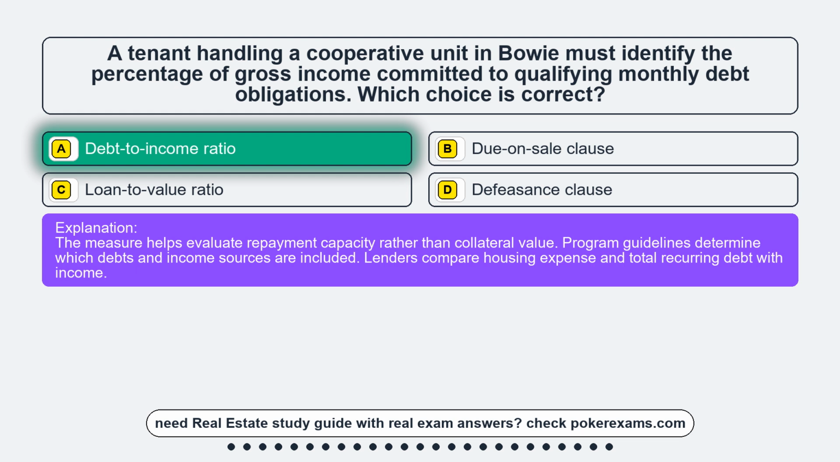The measure helps evaluate repayment capacity rather than collateral value. Program guidelines determine which debts and income sources are included. Lenders compare housing expense and total recurring debt with income.